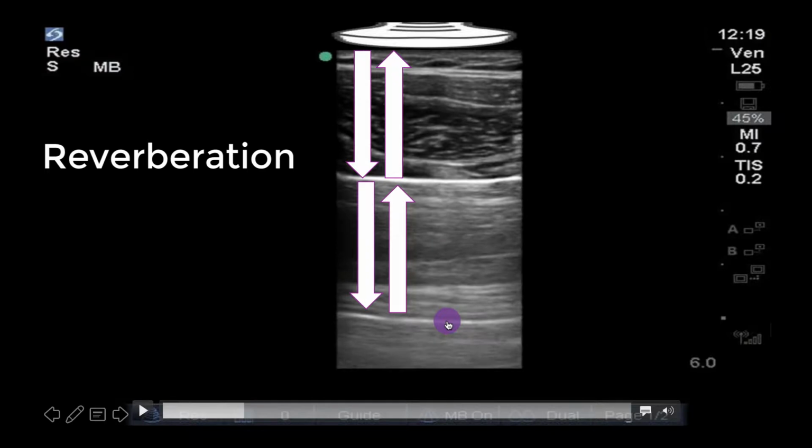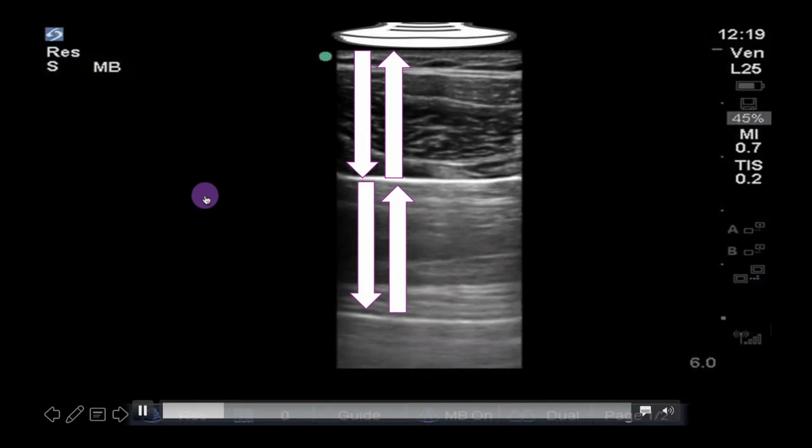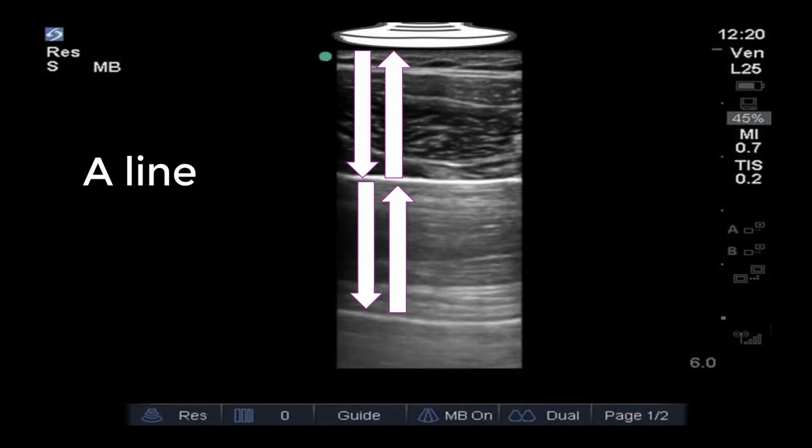This useful artifact allows us to know that there is air just underneath the pleura, and this will most often be from healthy, aerated lung. This artifact is termed an A-line in lung ultrasound and is the signature of air just beneath the pleura and generally healthy lung.